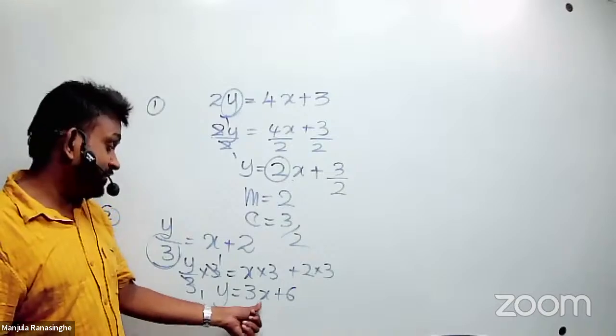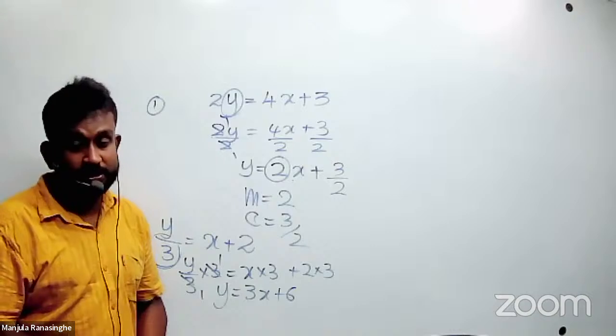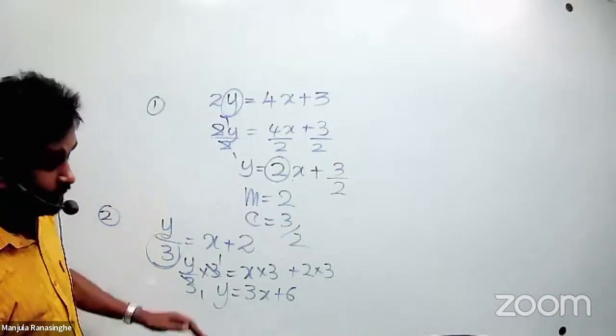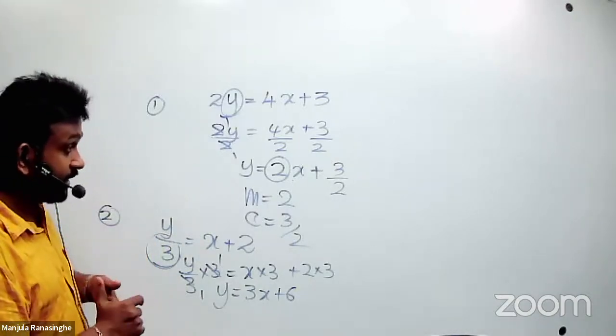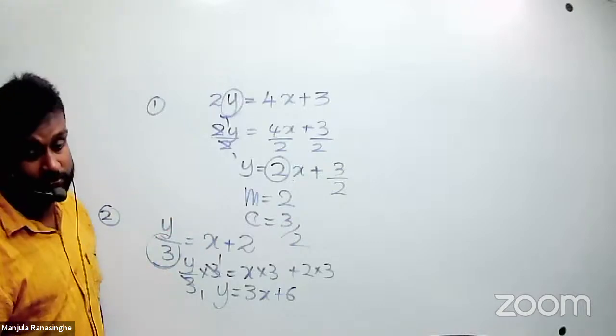Now you can write that the x coefficient is 3, that is the gradient, and this is the intercept. You can write it down and do examples. These are the important parts. The third one is the formats in which exam questions are given.